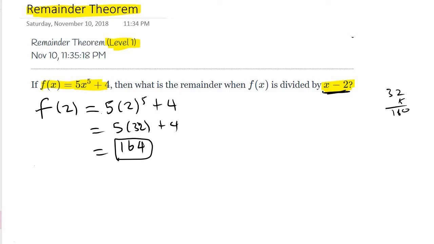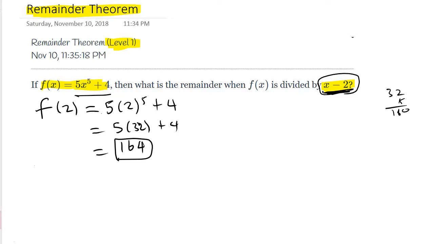Because we plug in that, it's a remainder. It doesn't have to be 0 all the time. If it's 0, then it's a factor, but it's not a factor. X minus 2 is not a factor of this polynomial, so we have a remainder. Now, that's the fast way, and I recommend this way. You can do the long way.